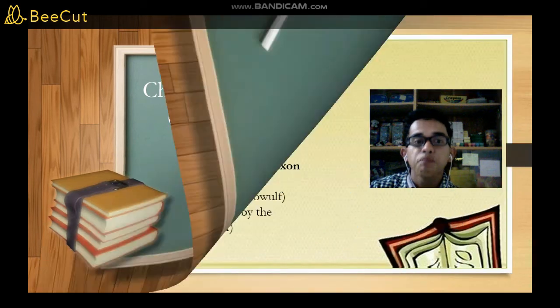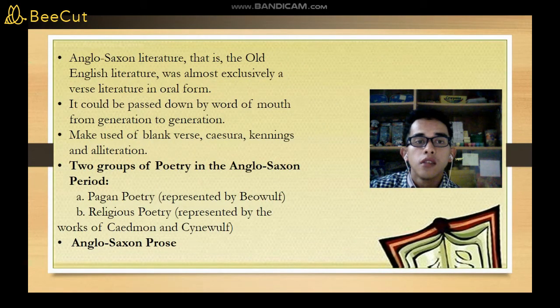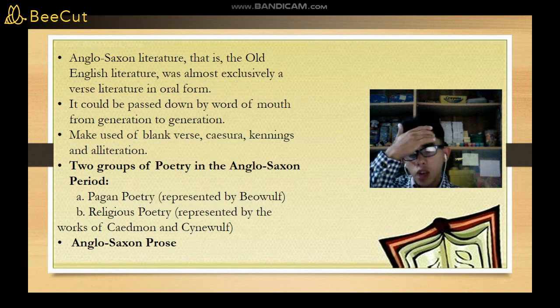Anglo-Saxon literature, that is the Old English literature, was almost exclusively a verse literature in oral form. It could be passed down by word of mouth from generation to generation. They made use of blank verse, which is used by the tribes.